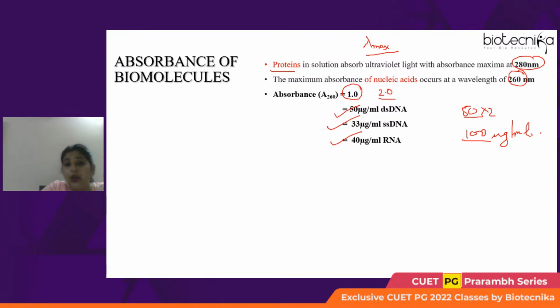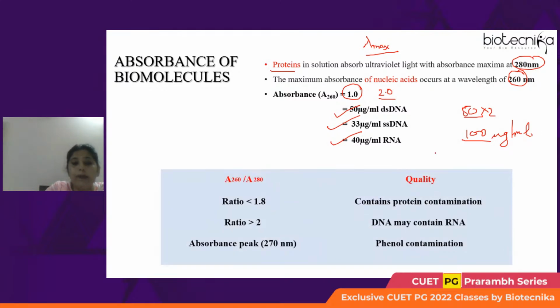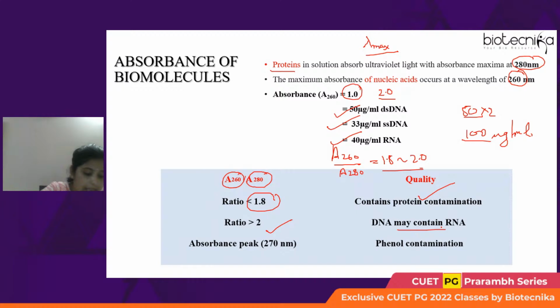And then how can we check the quality? For checking the quality, we have to take a ratio. You measure the absorbance at 260 and also at 280. If you get the 260 by 280 ratio around 1.8 to 2, that means your DNA sample is pure. But if the ratio is less than 1.8, it indicates protein contamination. And if it is more than 2, then it indicates RNA. So, Parveen, I hope this answers your question on how we can check the quality of DNA.